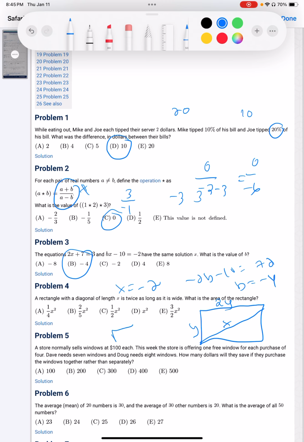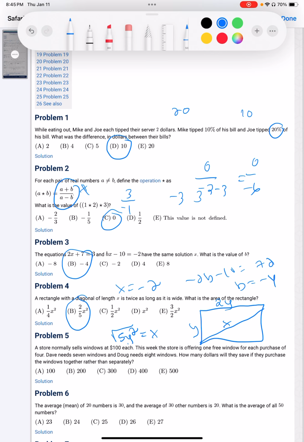So, a rectangle with this diagonal. This is x, so that means that the square root of 5y squared is going to equal x. Squaring both sides, you get 5y squared equals x squared, which means y squared equals x squared over 5. So 2y squared, so 2 times x squared over 5, which is just 2 over 5 x squared. It should be b. Pretty simple problem there.